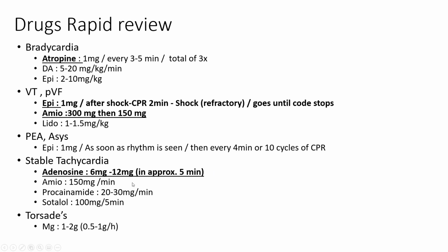These are usually given within 5 minutes. You can also give antiarrhythmics like amiodarone, procainamide, and sotalol as second line for stable tachycardia. And in torsades, remember magnesium of 1 to 2 grams. I haven't seen torsades really tested all that much.